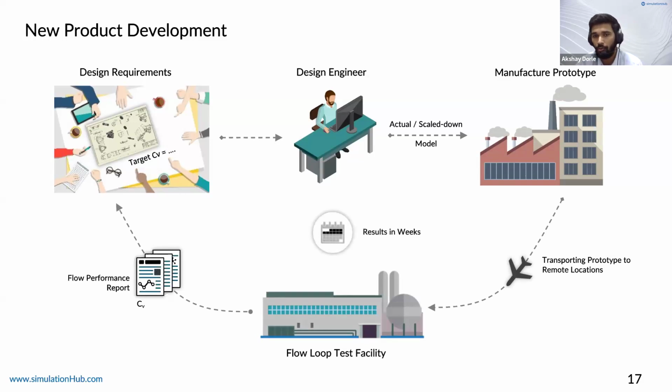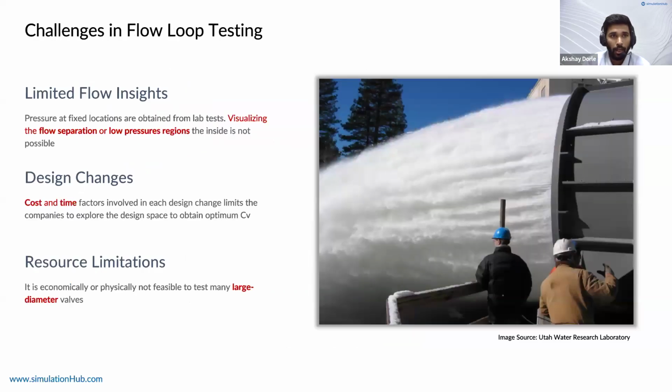This takes weeks, if not months, to do. Even if the design to manufacturing part might be straightforward, the testing facility may have a long waiting list to test your valves. So again, it can take from weeks to months. The other challenge in flow loop testing is that it will give you CV, but no more insights. You can't visualize flow separation. You can't visualize low pressure regions, which give rise to cavitation and so on.